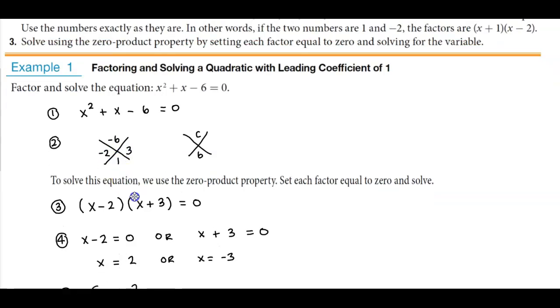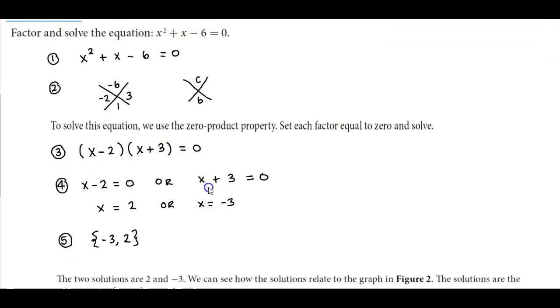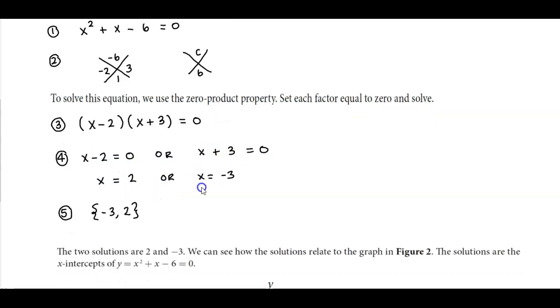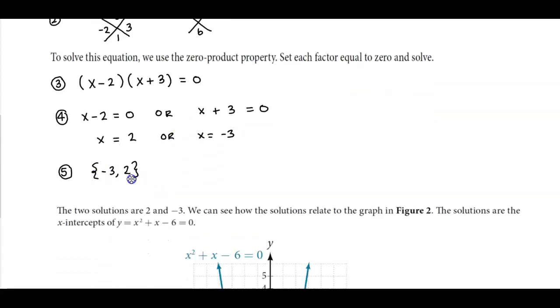Now to solve this equation, we use the zero product property to set each factor equal to 0 and solve. Well, since negative 2 and 3 are factors, we're going to get x minus 2 times x plus 3 is equal to 0. So the first factor is x minus 2, we set that equal to 0. Or the second factor is x plus 3, and we set that equal to 0, and then solve both of those for x. So we add 2 to both sides, and therefore x is equal to 2. And then over here we subtract 3 from both sides, and x is equal to negative 3. So our solutions are negative 3 and 2.